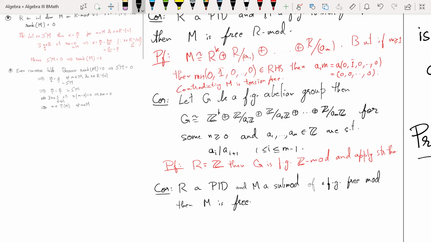So this uses something which we saw maybe last class. M is a submodule of a finitely generated free module, so M is contained in some R^n. What can we say about R^n? It is torsion free. So this implies that M is also torsion free.